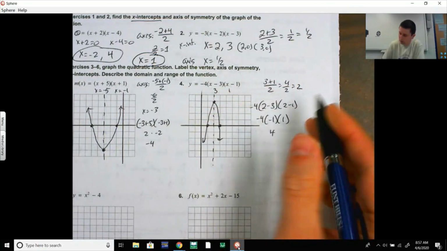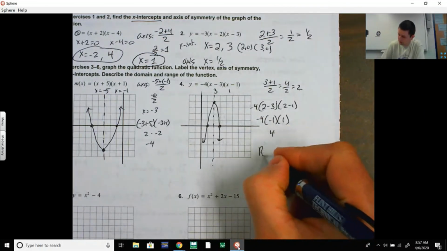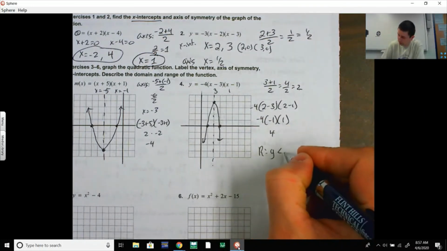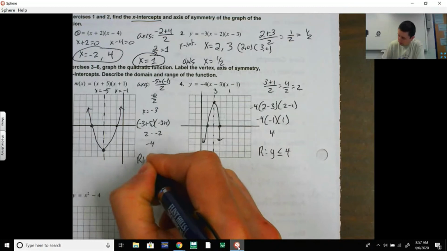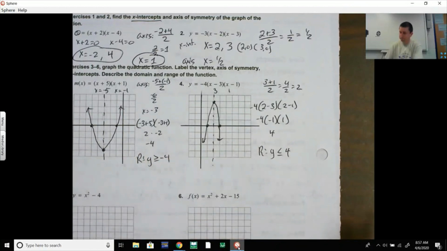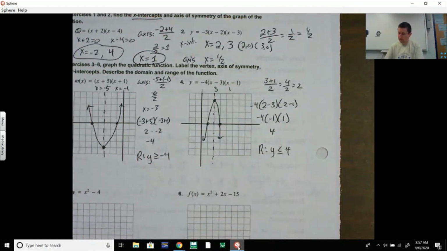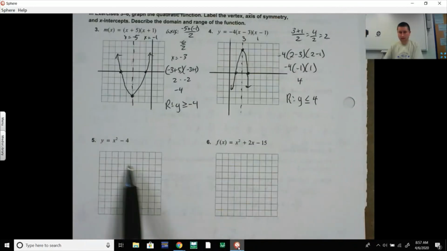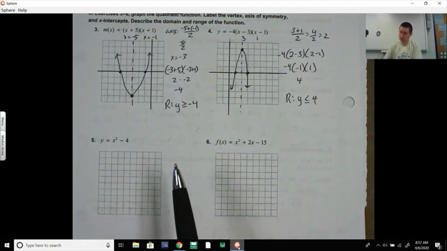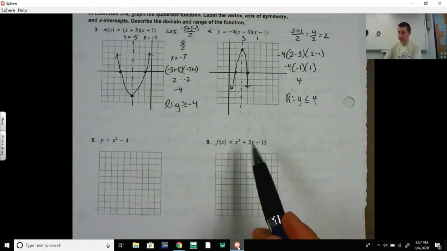So domain is all real numbers. Your range for this one is y is less than or equal to 4. The range for this one would be y is greater than or equal to negative 4. Okay, domain is all real numbers. So you get down to this sort of stuff, then you have to start factoring. Once you factor it using that mom method, then you can put it into intercept form.